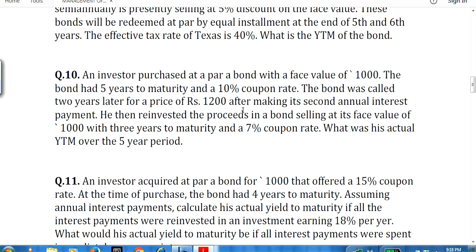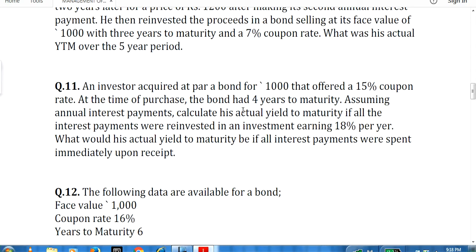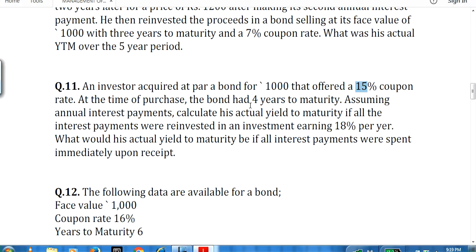Question number 11. An investor acquired a par bond for 1000 that offered a 15% coupon rate. At the time of purchase, the bond had 4 years to maturity. Assuming annual interest payments, calculate his actual yield to maturity. Yield to maturity will be the same, 15%. Why? It is a par bond. Even if you put this table and all, you will get the same thing.